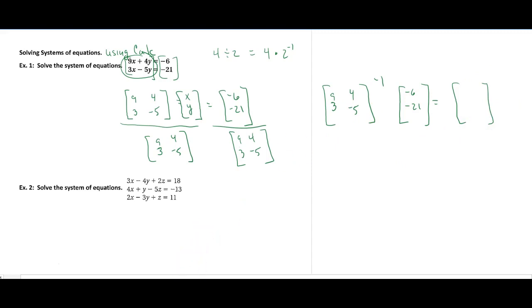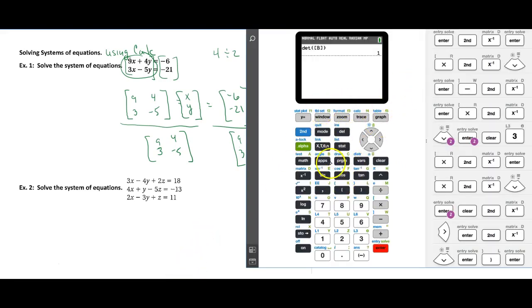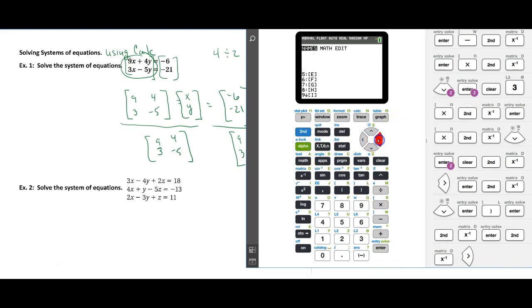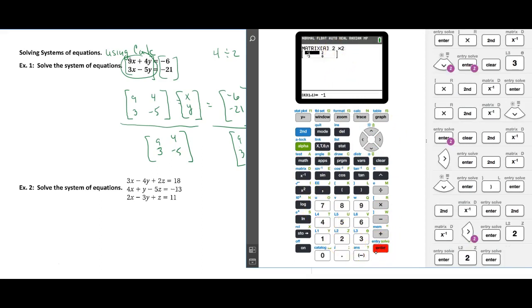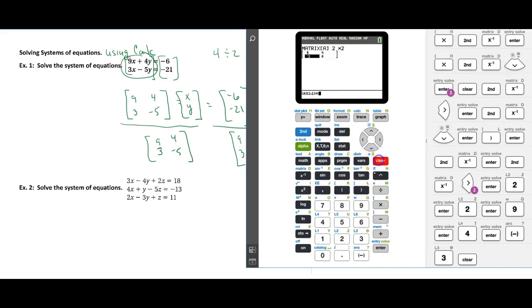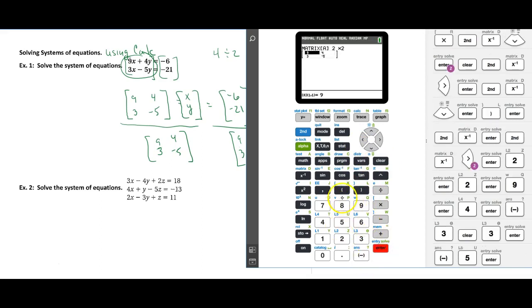So let's take a look here. I'm going to plug that coefficient matrix in, so I go second matrix, arrow over to edit. I'm changing this 3 by 2 to a 2 by 2, so 2, enter, 2, enter. And now I'm going to put my coefficients in: 9, enter, 4, enter, negative 3, 3, enter, and then negative 5, enter.